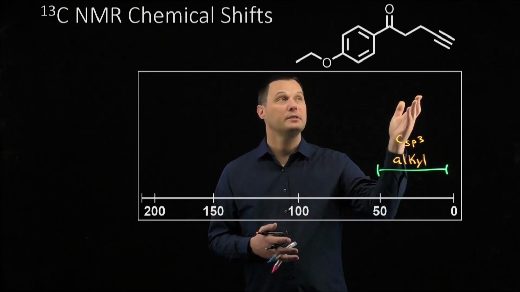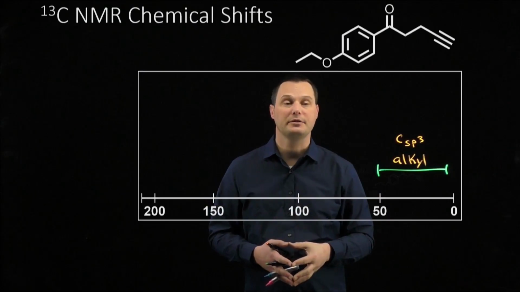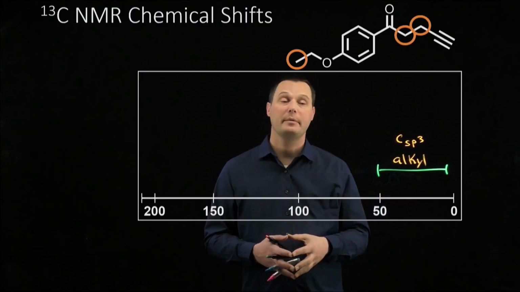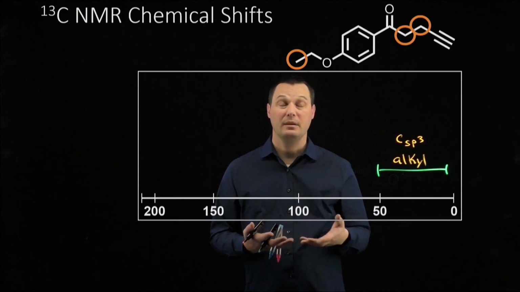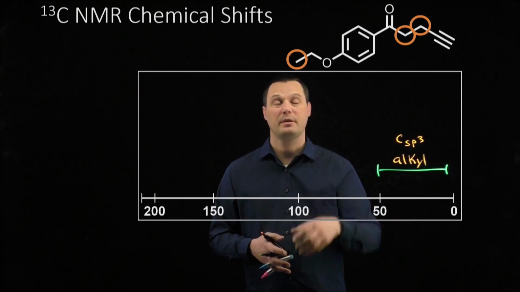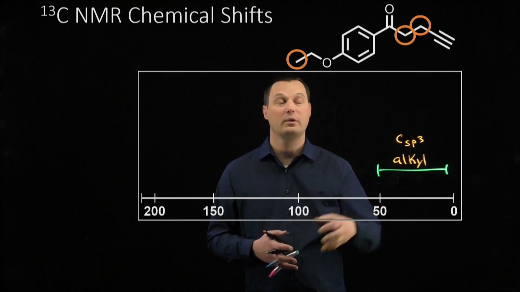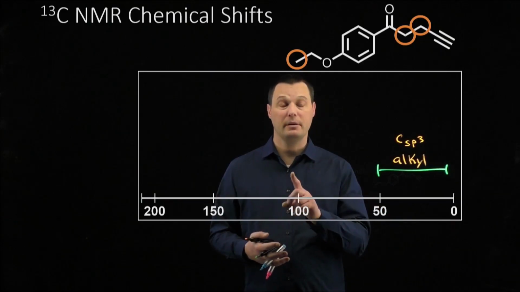How many of the carbon atoms in this structure do you think will fit in the 0 to 50 range? In this structure, there are 3 sp3 hybridized carbon atoms that would fall into this range. I can already hear what you're saying. There's a 4th sp3 hybridized carbon up there. Why are there not 4 signals in this range? That's a great question. I'll come back to it in a second.